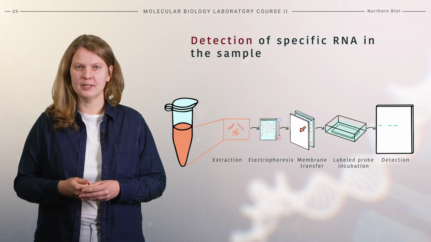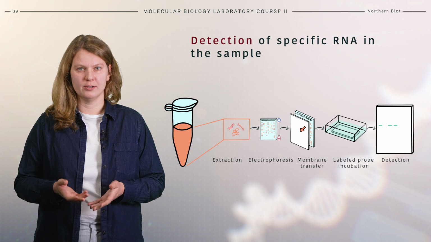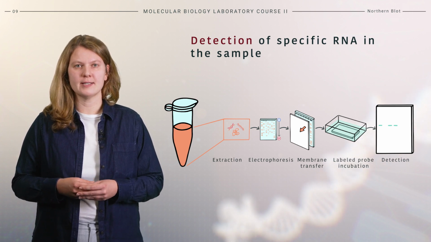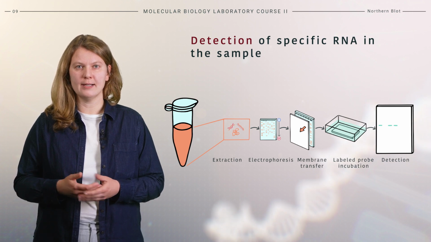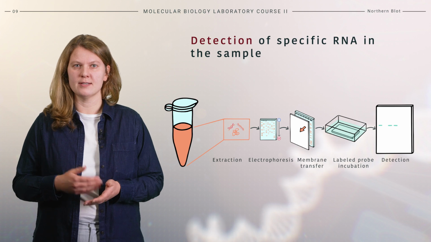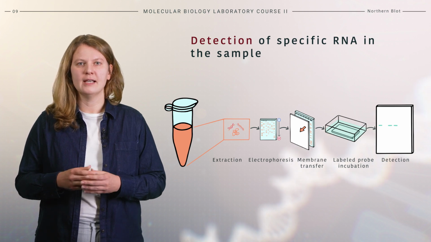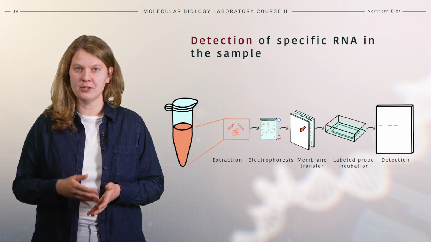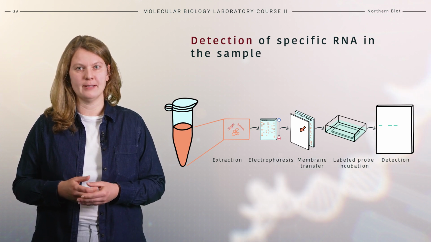Northern blots are used to determine the identity, quantity, and size of specific RNA. For example, it can be used to analyze the abundance of RNA during different stages in cells or tissues. It can also be used to determine the expression levels of a specific gene under different experimental conditions.